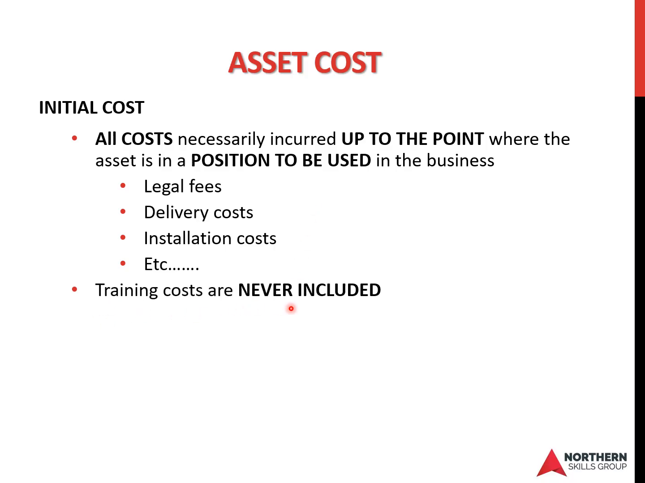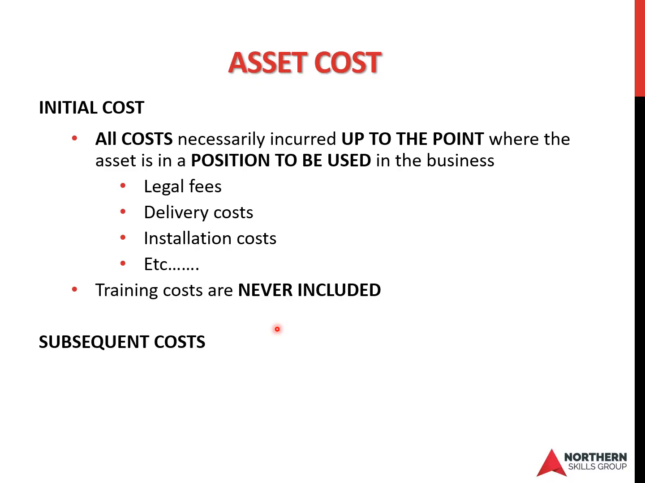But do remember this, because it crops up from time to time. The one thing that is not included in the initial cost of an asset is the cost of training employees in how to use it. Training costs are never capitalized, they're always written off to profit and loss. But all the other costs, up to the point where the piece of equipment can be used in the business, all of those are treated as part of the capital cost of the asset.